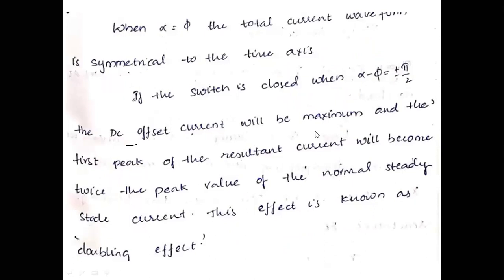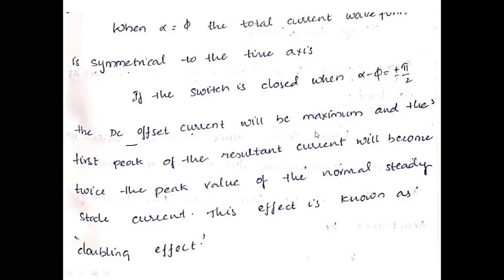Now here, when alpha is equal to pi, what happens? Here different cases are also going to be present. One more important definition is the doubling effect. What do you mean by doubling effect? If the switch is closed when alpha minus phi is equal to plus or minus pi by 2, the DC offset current will be maximum, and the first peak of the resultant current will become twice the peak value of the normal steady state current.